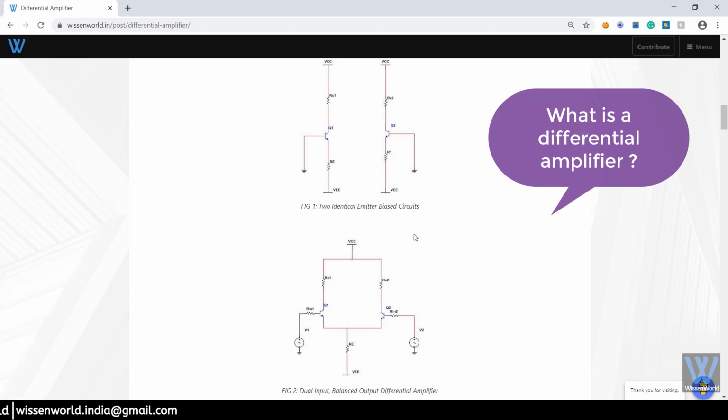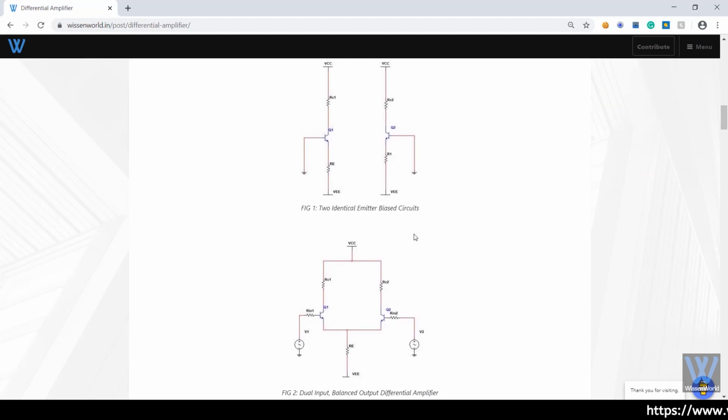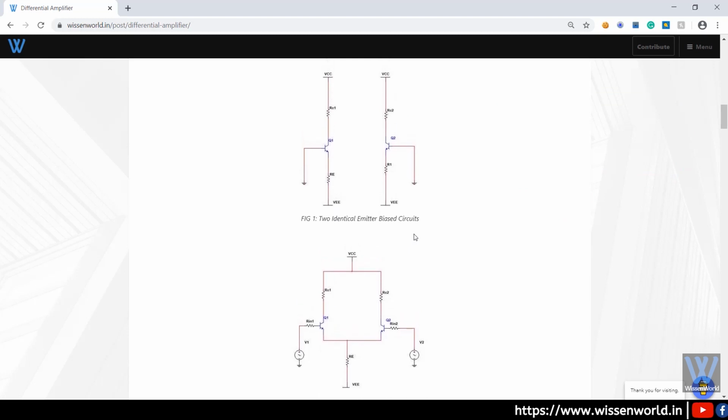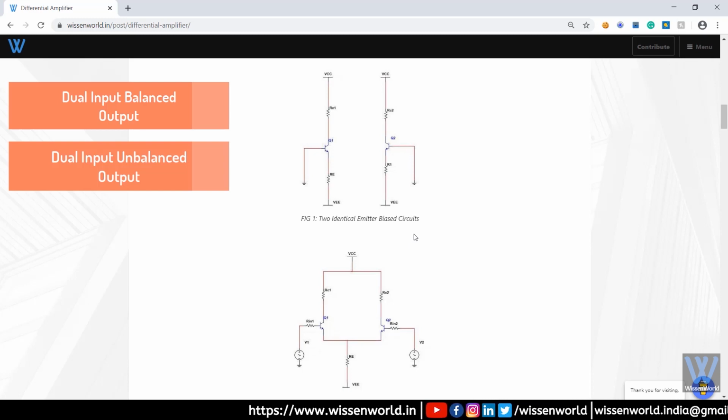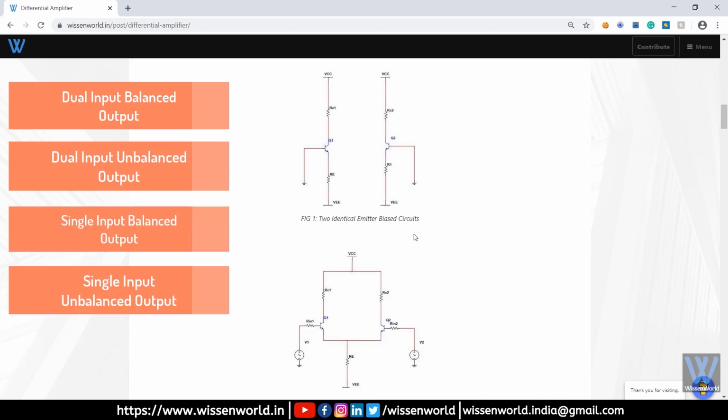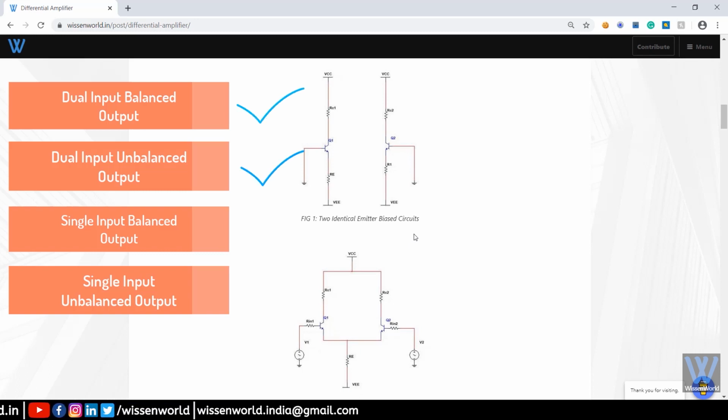As its name suggests, it is a device which amplifies the difference in two input signals. So there are four kinds of differential amplifier: dual input balanced output, dual input unbalanced output, and single input balanced and unbalanced output. We will be discussing the first two in this tutorial.